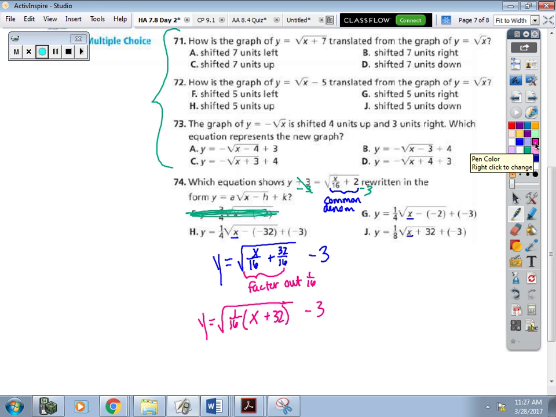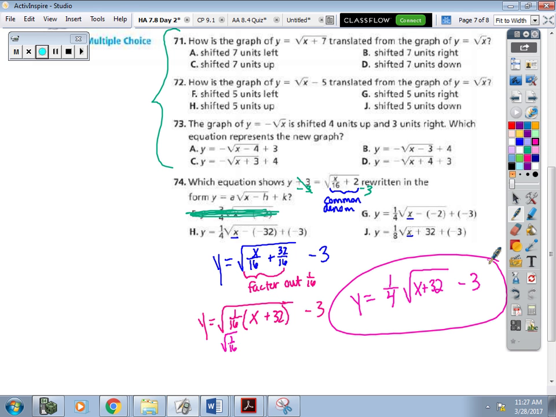And then the last thing that we can do is we can actually take the square root of 1/16. The square root of 1 is 1, and the square root of 16 is 4. So that's going to get me 1/4 times the square root of x plus 32 minus 3. And then we pick the answer choice that is closest to that because they have all their double signs. We have minus a negative here, which would turn to a positive, and plus a negative, which would be a minus. So our answer is H.